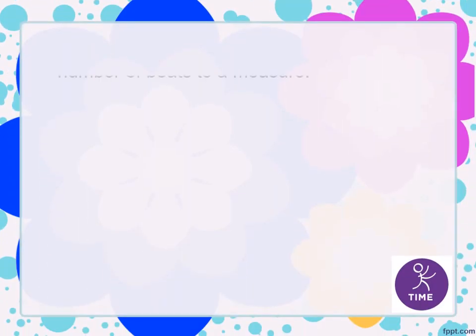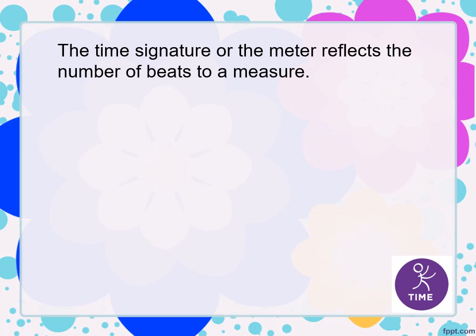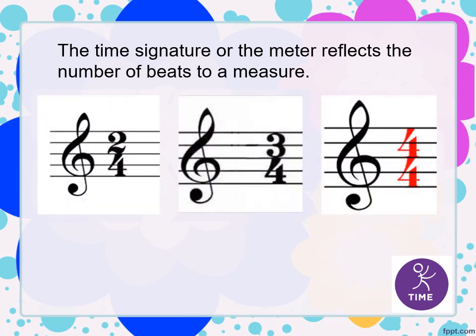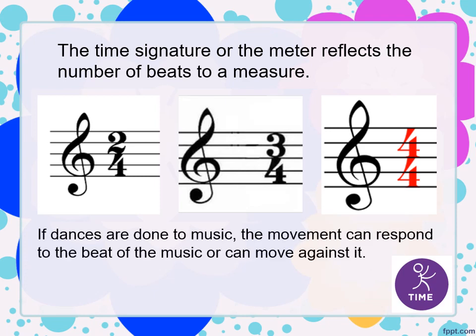Time signature. The time signature of the meter reflects the number of beats to a measure. It can be 2/4 time signature, 3/4 time signature, or 4/4 time signature. If dances are done to music, the movement can respond to the beat of the music or can move against it.